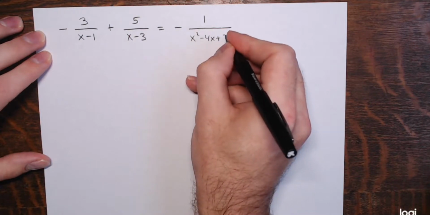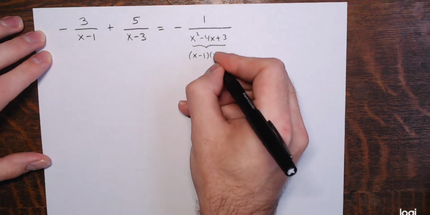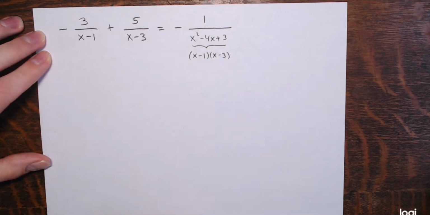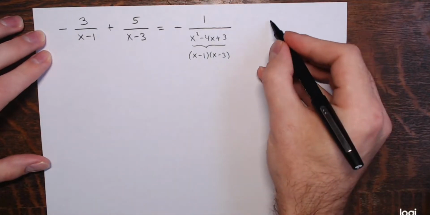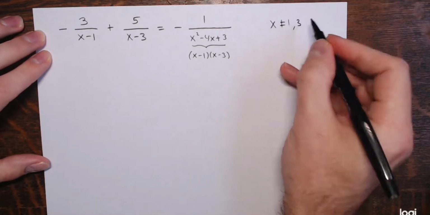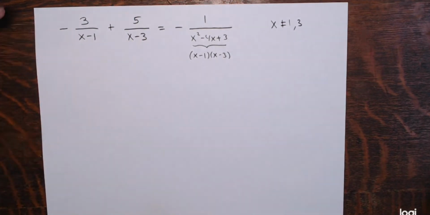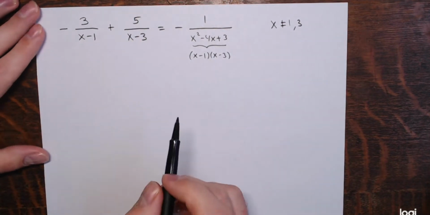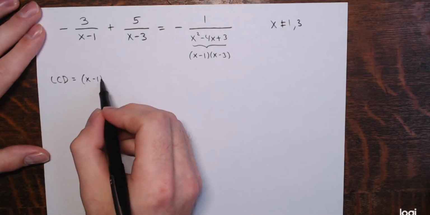Now I hope you realize that this is x minus 1 times x minus 3. It's just the product of the other two denominators. So that's the LCD. I mean, I'm hoping it's obvious. And the restrictions, x can't be 1 or 3, right? Because if x were 1 or 3, you'd be dividing by 0 in these denominators. You can't have denominators of 0. That's undefined. All right, so the LCD is the product of x minus 1 and x minus 3.